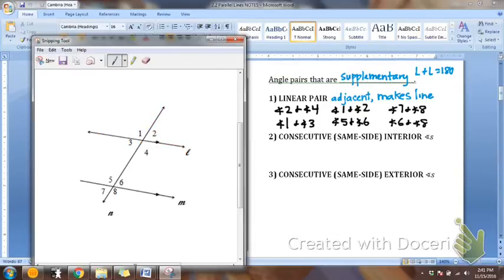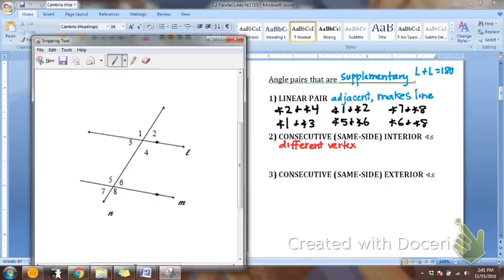Okay. Consecutive or same side interior angles. So this is a new one. I don't care whether you use the word consecutive or the word same side. It doesn't matter to me. They're going to be the same thing. So consecutive means right in a row, or same side interior. So these angles are on different vertices, meaning they can't be right next to each other. And they are same side.